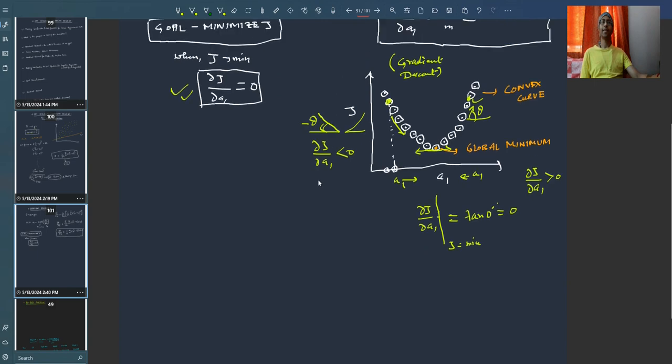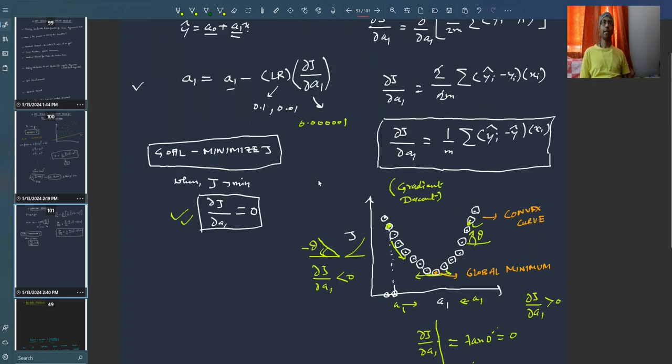So friends, this is the equation for del J del a1 for a simple linear regression, right? What if it's a multiple linear regression? That is, there are multiple x variables. For that, we have to use linear algebra. We are not going to derive it, but give you a certain amount of hint of how that will work.